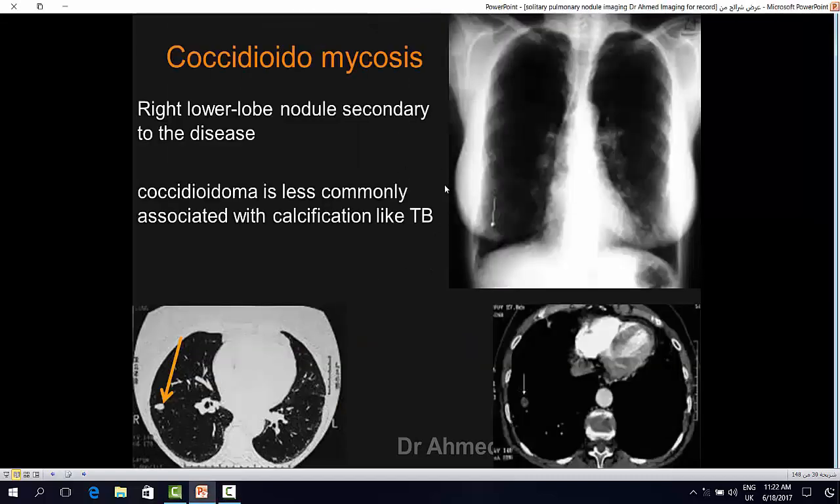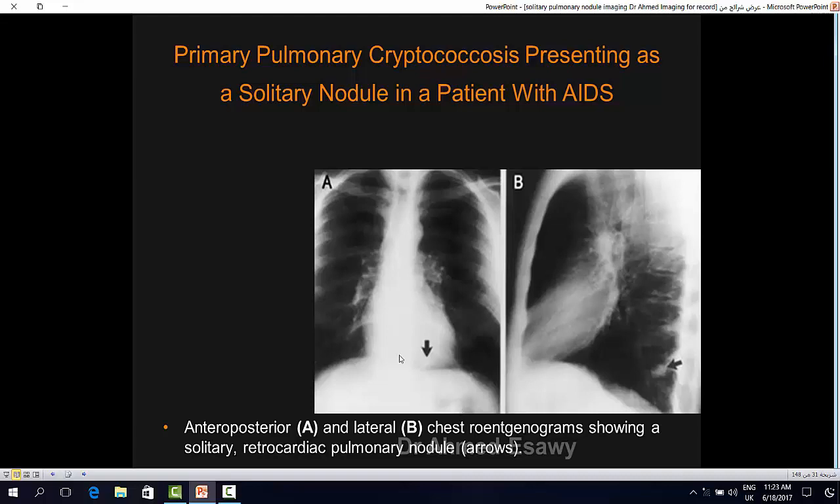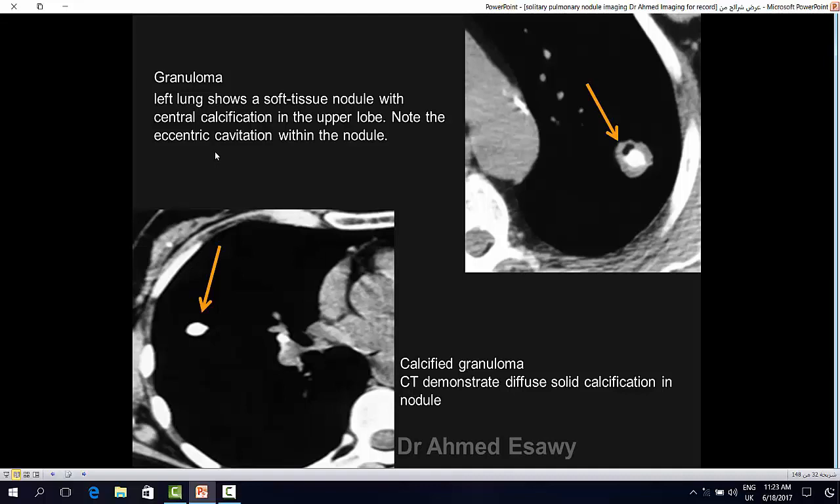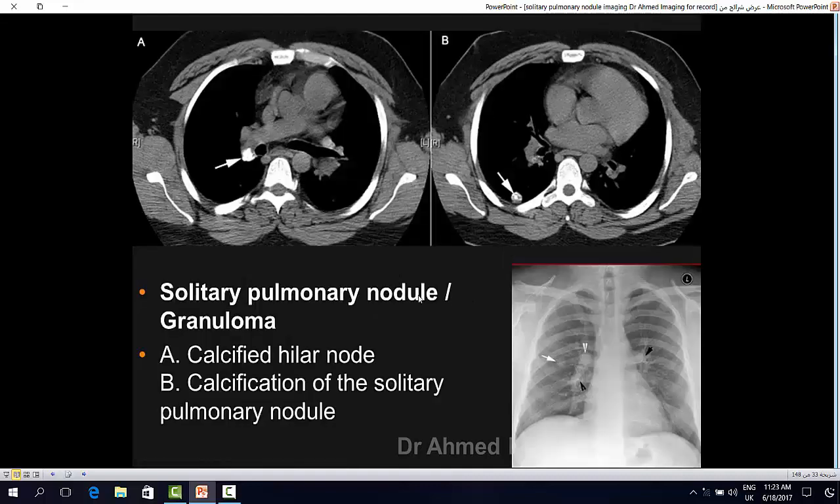Coccidioidomycosis: a right lower lobe nodule, secondary to the disease. Coccidioidoma is occasionally associated with TB calcification. Primary pulmonary cryptococcosis presents as a solitary pulmonary nodule. Granuloma in the left lung shows a soft tissue nodule with central calcification in the upper lobe, with no eccentric cavitation within the nodule. Calcified granuloma: a solid calcified nodule.